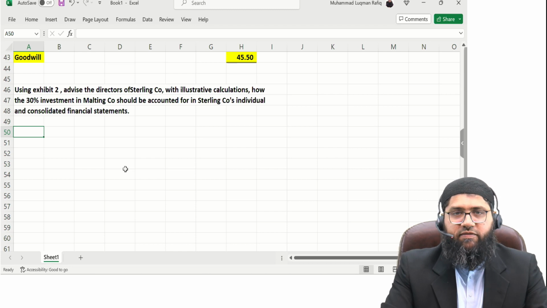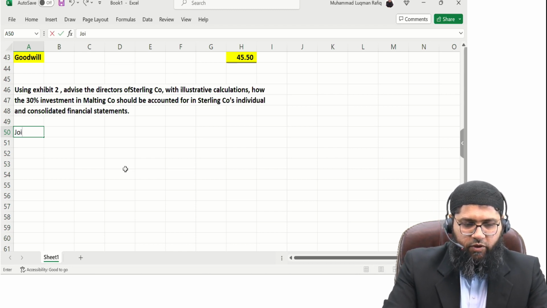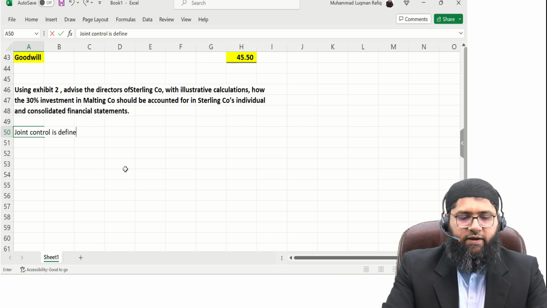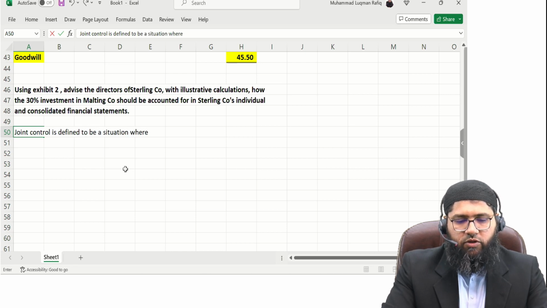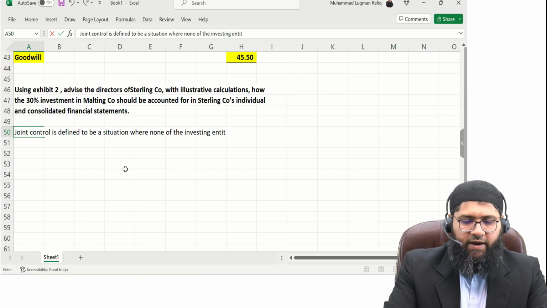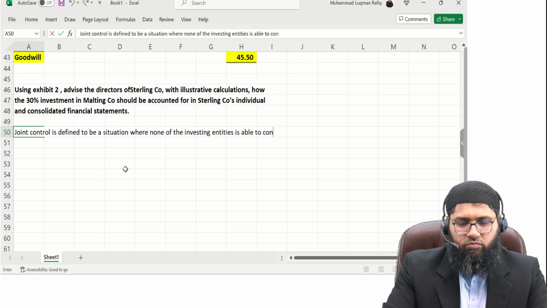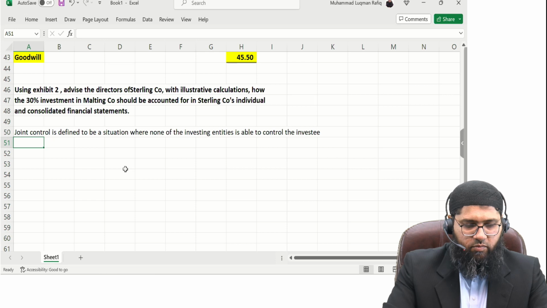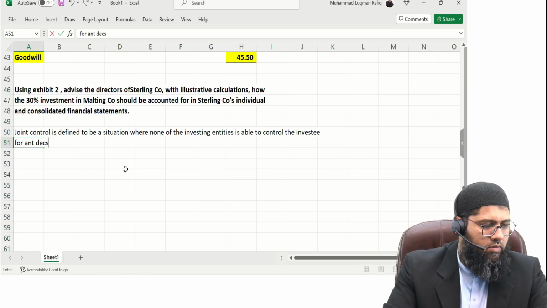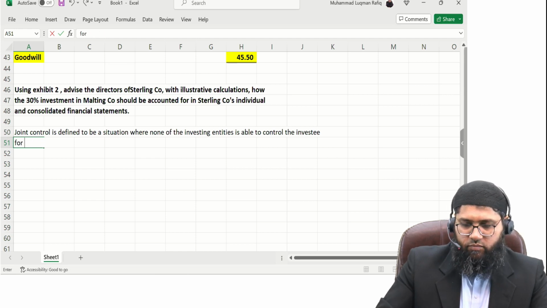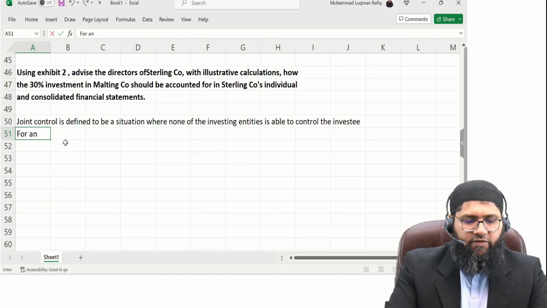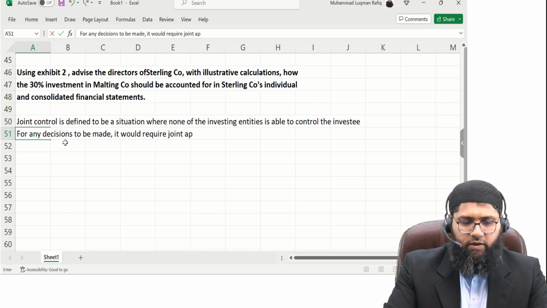Okay, let's talk. So basically, joint control is defined to be a situation where none of the investing entities is able to control the investee, and for any decisions to be made, it would require joint approval of all the investing entities.